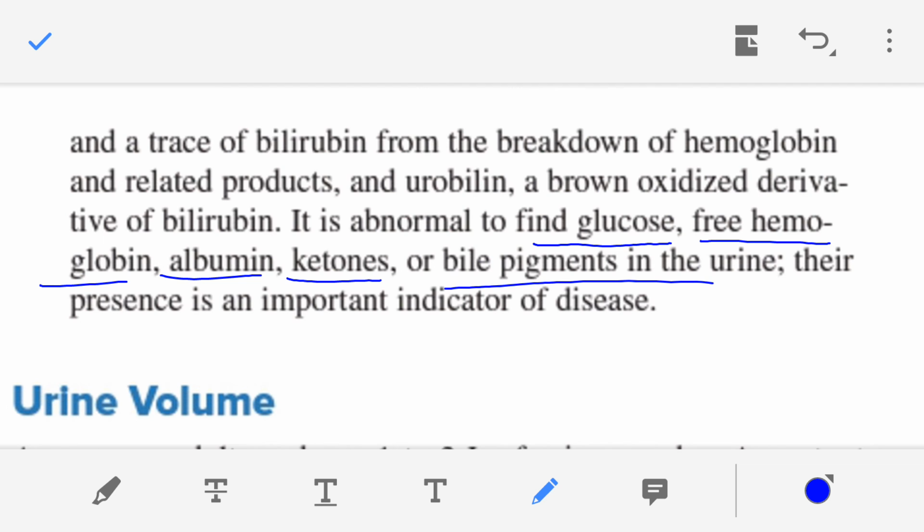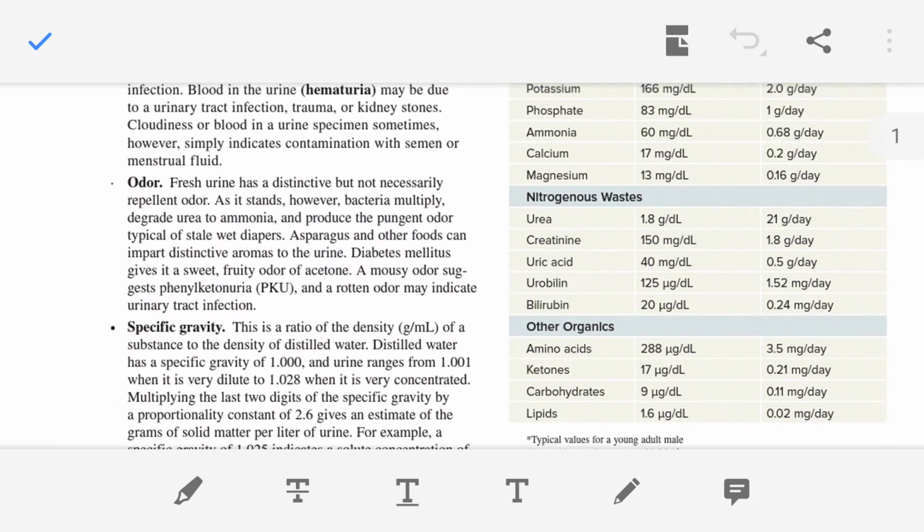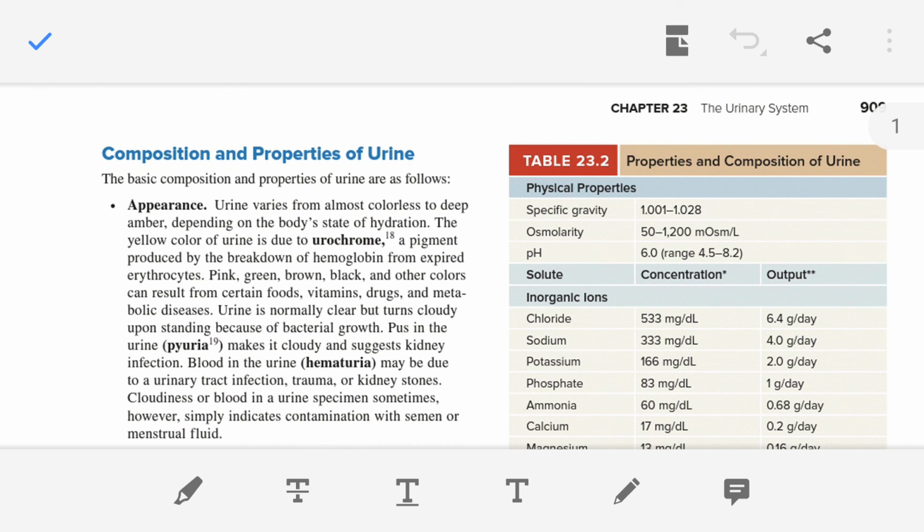So if all these substances are present in the urine, this indicates a diseased condition of the patient. That means if glucose is present, hemoglobin is present, albumin is present, or ketones or bile pigments are present, this suggests that a person is suffering from a particular kind of disease. Now, here one table is given to us.